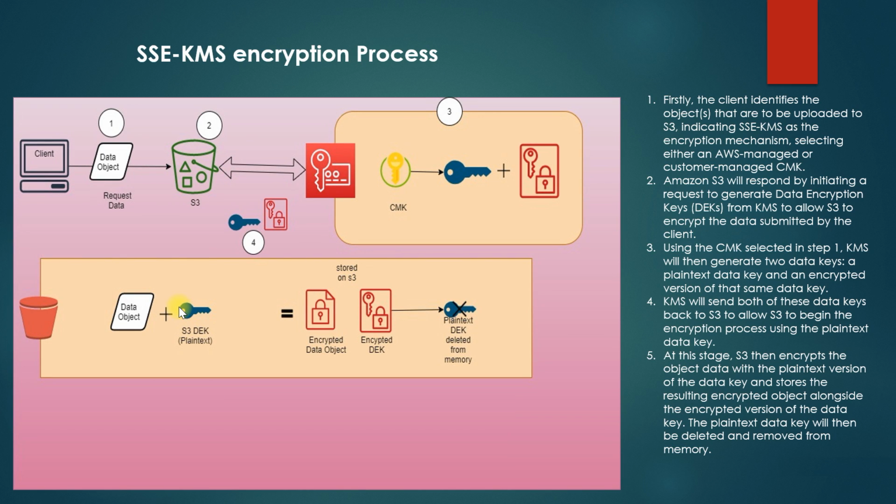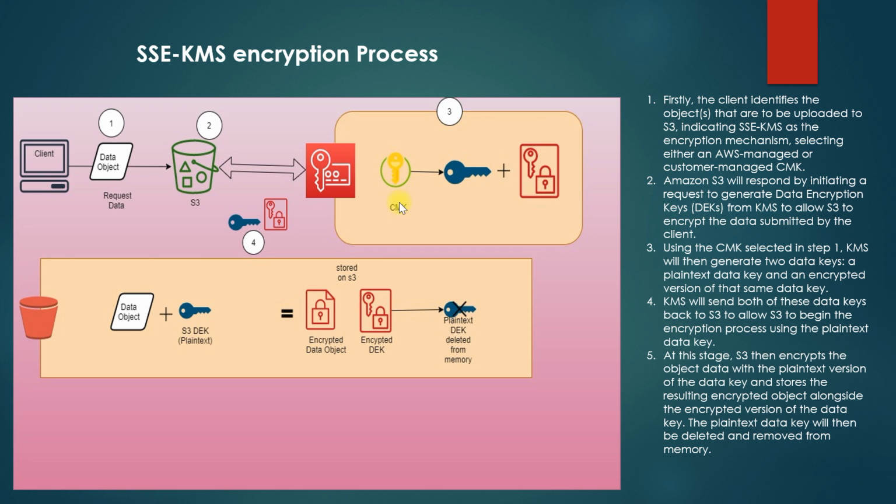Now we will be looking at server-side encryption using KMS. Again, the client tries to upload data to S3, and S3 knows the data is to be encrypted using SSE-KMS as the mechanism. So S3 responds by initiating a request to KMS, and then KMS will generate a plain text data encryption key along with the ciphertext data encryption key.